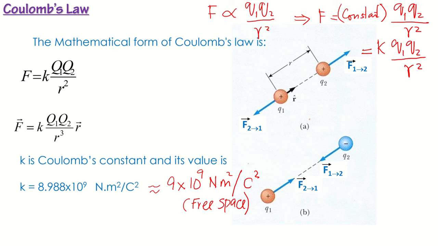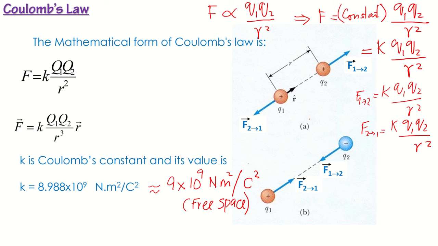Now we can see, if we find force F12 or F21, then I can write k, q1, q2 and the square of the distance. Similarly, F21 is also k times the magnitude of the charges involved. So you can see these two forces are exactly equal to each other.